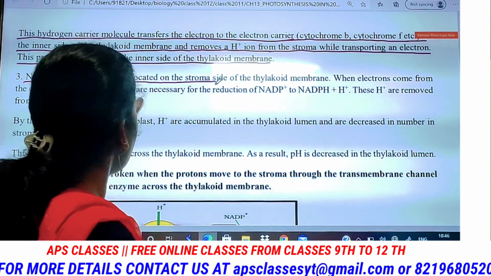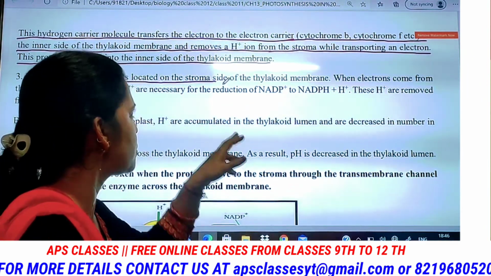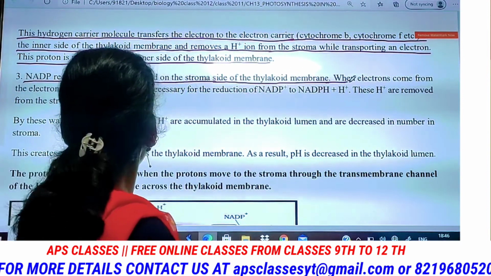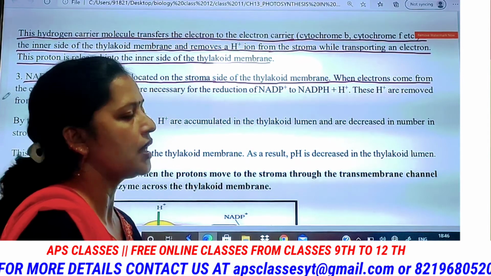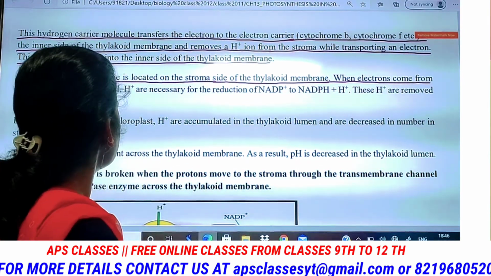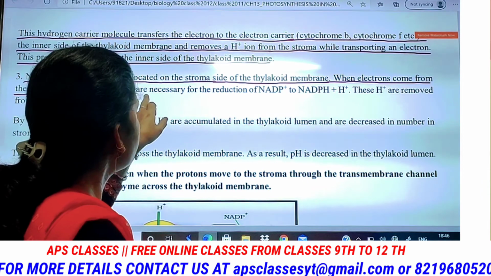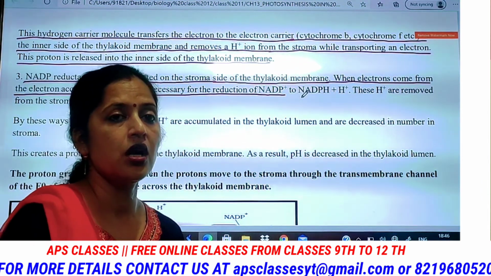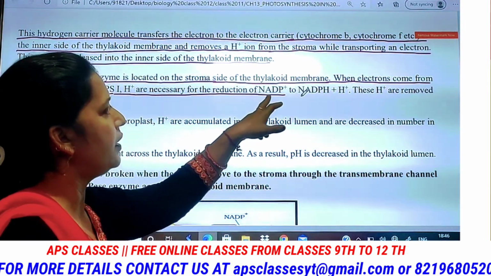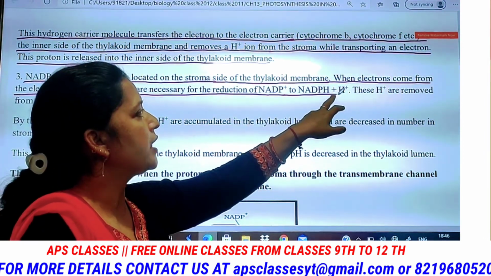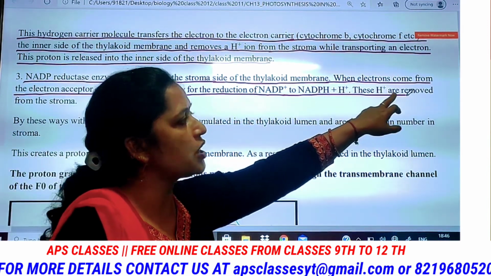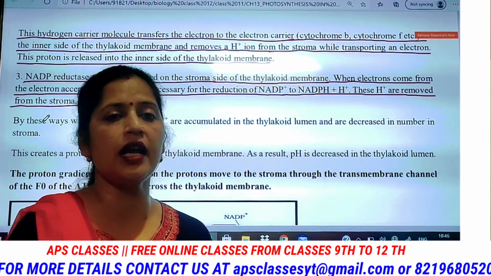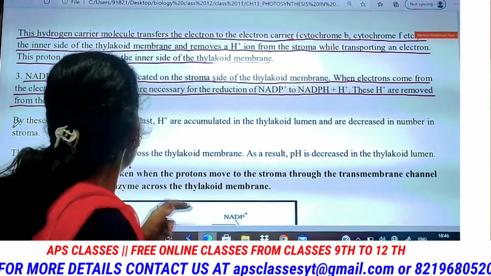Now the NADP reductase enzyme is located on the stroma side of the thylakoid membranes. When electrons come from the electron acceptor of photosystem 1, H positive is necessary for the reduction of NADP positive to NADPH plus H positive, and these H positive ions are removed directly from the stroma.